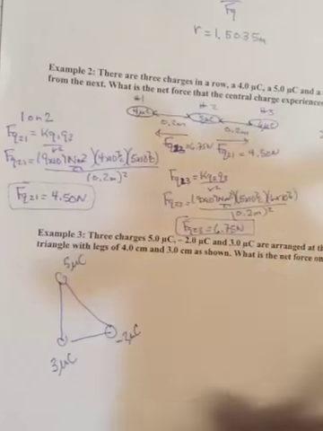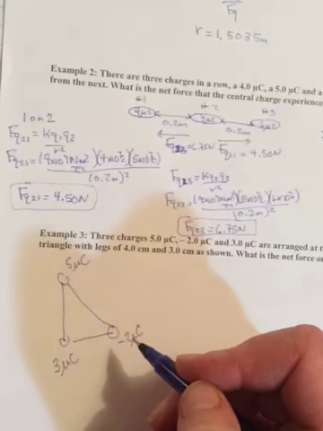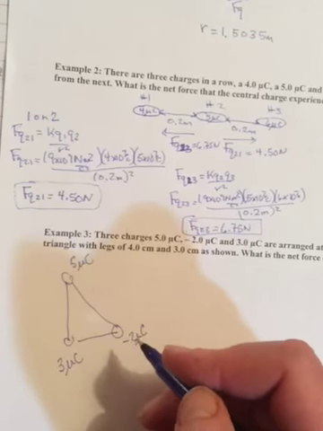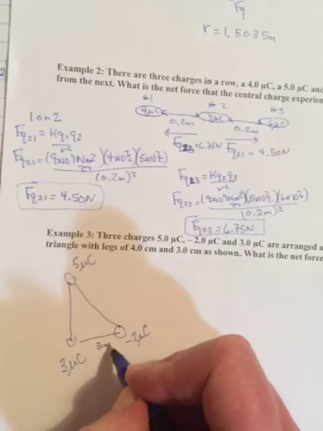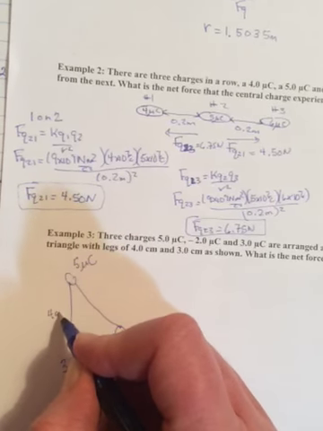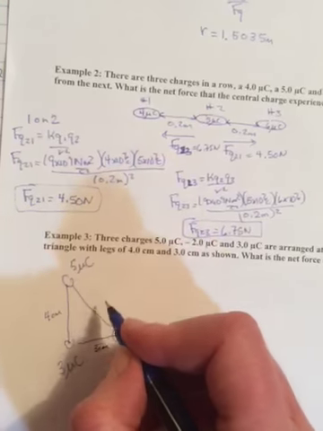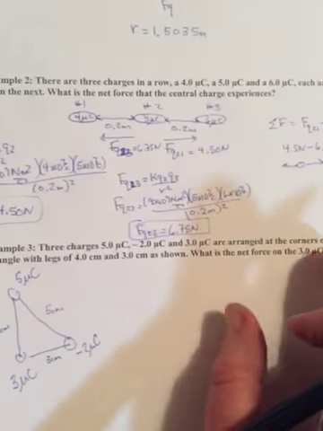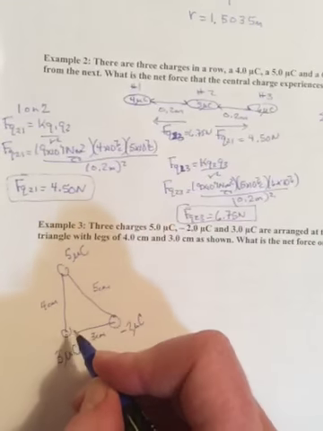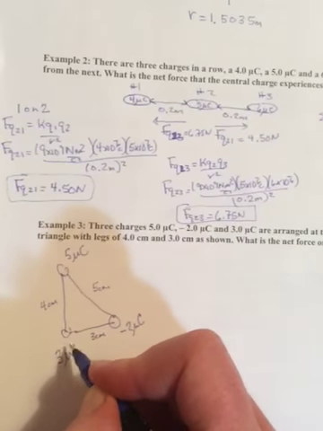So here's our little diagram, and it says one leg is 3 centimeters and one leg is 4. So 3 centimeters and 4 centimeters. And I hope you appreciate how nice I am, because that means the hypotenuse is 5. And the question wants to know what's the net force on the 3 microcoulomb charge.